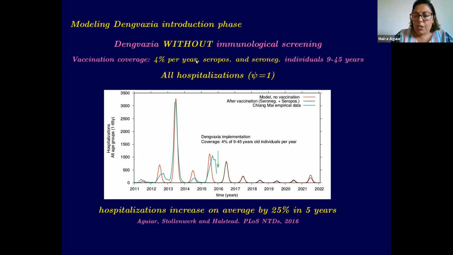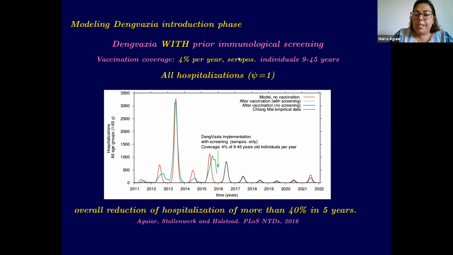And the suggestion was to vaccinate only those who have already experienced an infection. I don't know if you can see here, but the result would be this light blue-green, and the average over 5 years would be a decrease of 40%. So this figure shows the vaccination without screening in black and the vaccination with screening in light blue. While we do not screen, you have an increase of hospitalizations, but if you screen, you have a decrease of hospitalizations, okay?